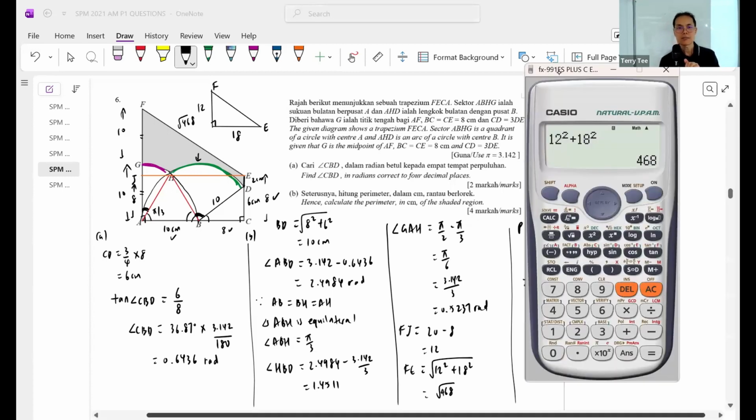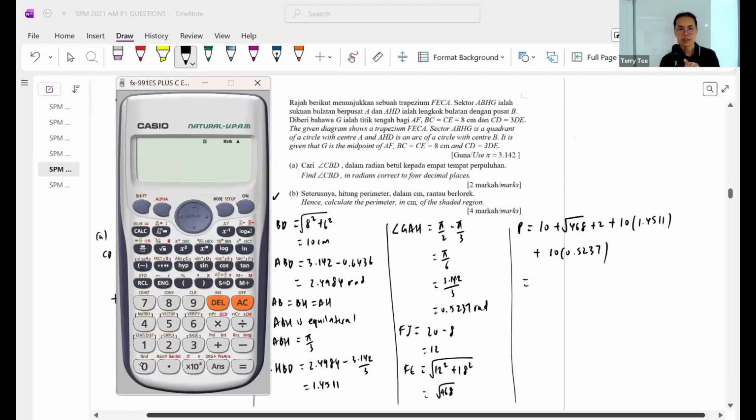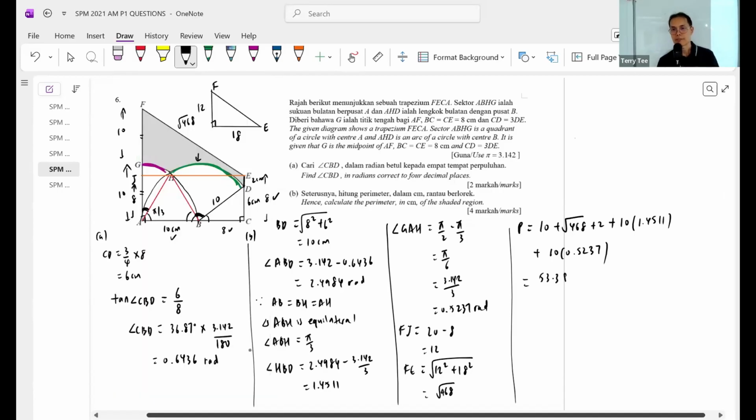Okay, let's add them together. Put it all together. So this is 10 plus the square root of 468, plus 2, plus 10 times 1.4511, plus 10 times 0.5237. I got 53.38. Okay.